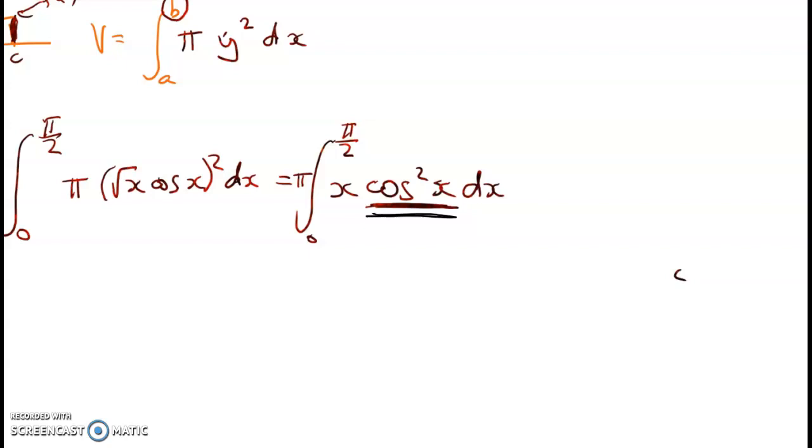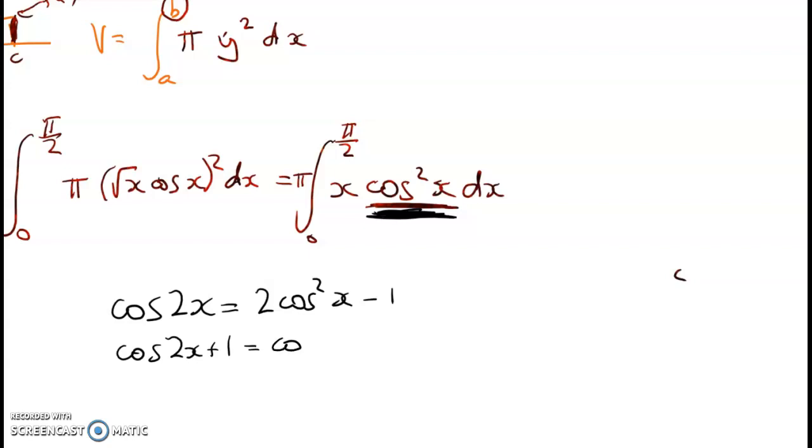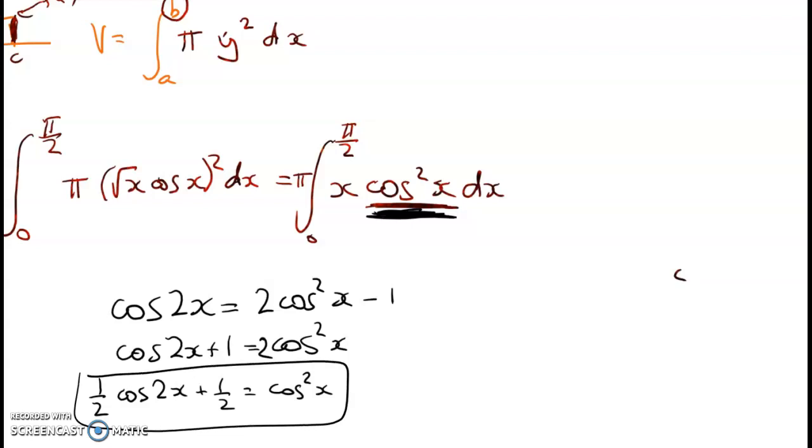What we're going to do instead is think about our wonderful double angle formulae, because if we can use that, we can easily deal with trig integrals. So cos of 2x is the one that's going to help us. So cos of 2x is equal to 2 cos squared x minus 1. Cos of 2x plus 1 is equal to 2 cos squared of x. That gives me a half of cos of 2x plus 1/2 is equal to cos squared of x, or you could just leave the half as a factor in there.